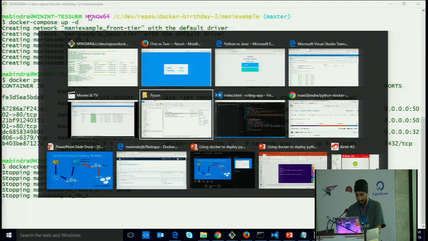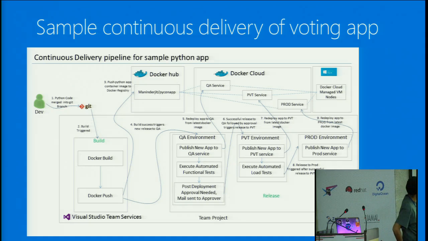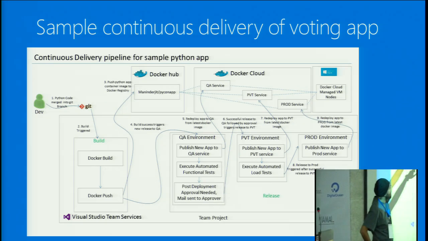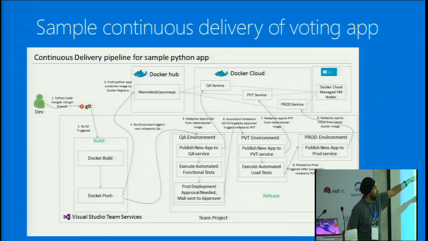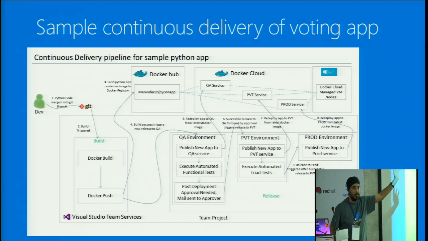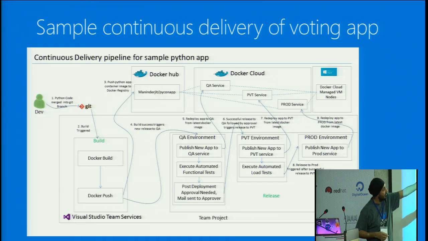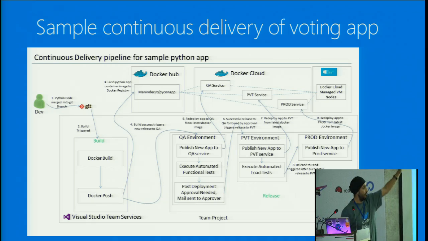I'll go back to the slide. The example which I showed you, oh, it's not visible at all. Okay. I check in code, I build, when I build I push it to Docker Hub, and then in the 3 different environments I've configured. In the QA environment, I'm doing some functional tests, Selenium tests, but for the purpose of this demo today, I had disabled them because of time. Then it goes to the PVT environment where I'm also doing a JMeter load test, and then I'm pushing it to production. So that's what the whole demo is.